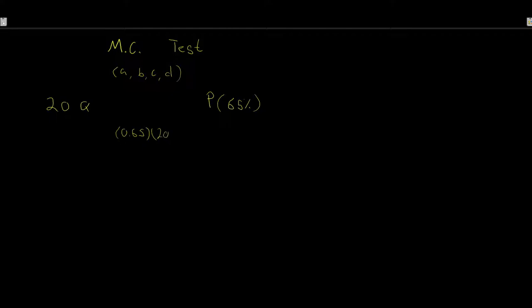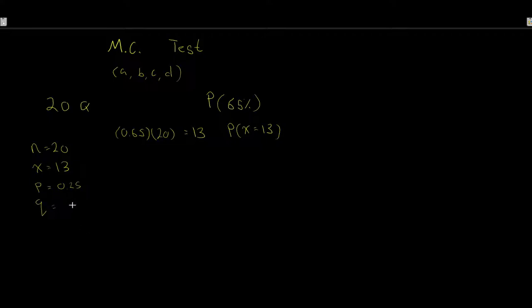65% times 20, we can work that out quite easily. 20 times 0.65 is going to be 13. So what we're really asking is, what's the probability that we get 13 out of 20 questions right? Okay, we have 20 questions, and we want to know the probability of getting 13 of them right. And I know the probability of getting any one right is 25%.